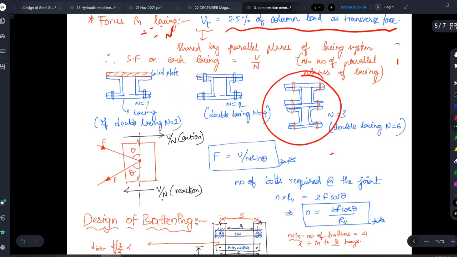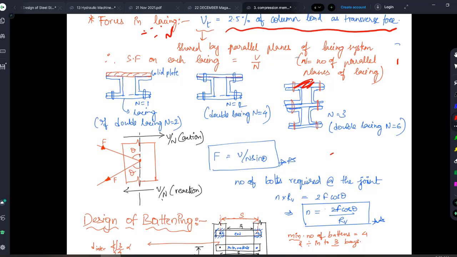I hope it is very clear, right? Similarly if you have something like this, two here, two here, two here, if you have double lacing, so it will be V by 6. I hope it is very clear, right? You will remember, there is no problem in this, right?